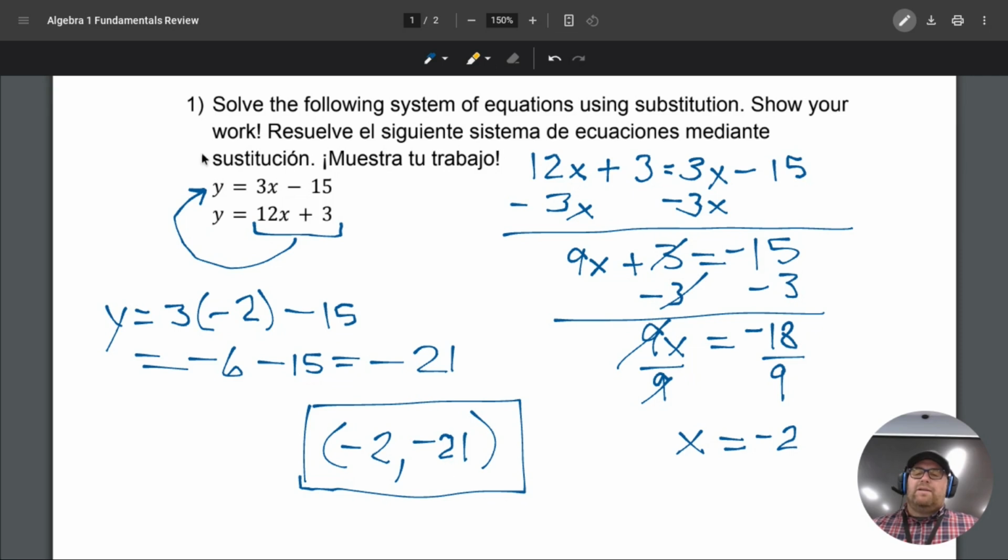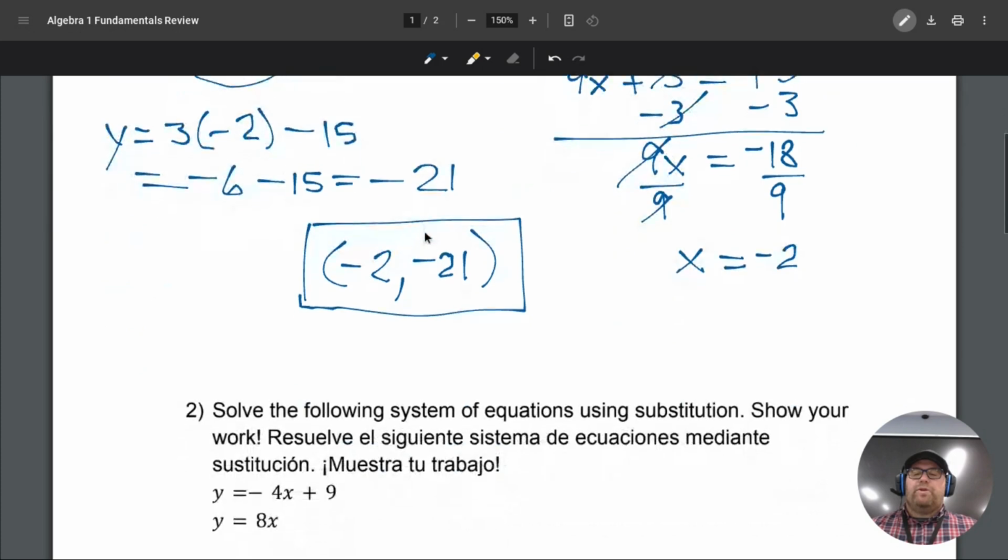You could take this and put negative 21 here. 3 times negative 2 is negative 6 minus 15. That does equal negative 21. Do the same thing for the bottom equation. 12 times negative 2 is negative 24. Plus 3 also equals negative 21. So you can do that check.